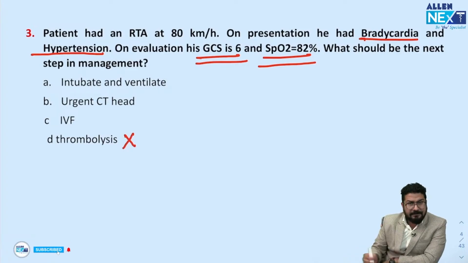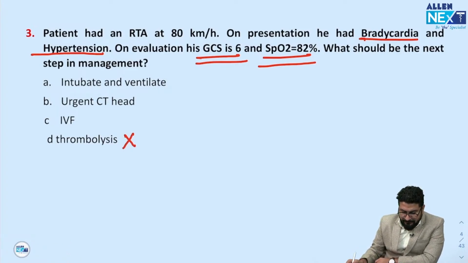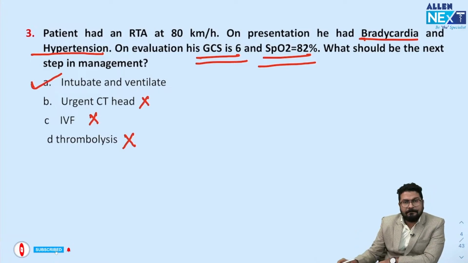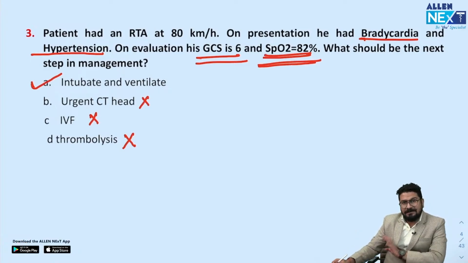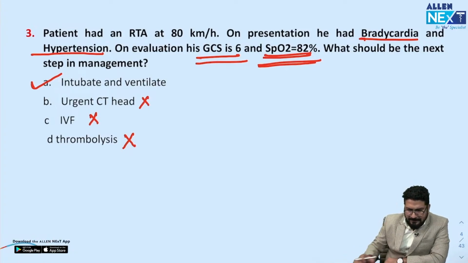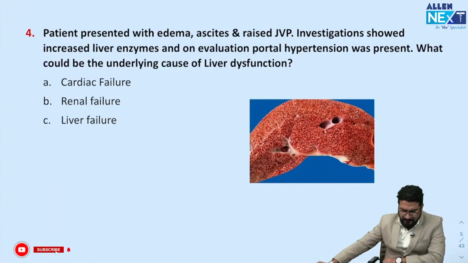So thrombolyze करने का तो पता ही नहीं है. IV fluid we will give, but there's hypertension already. Urgent CT head, but this is a condition where the patient needs an urgent intubation because SpO2 is low. Am I clear? So it's an indication for urgent intubation of this patient.